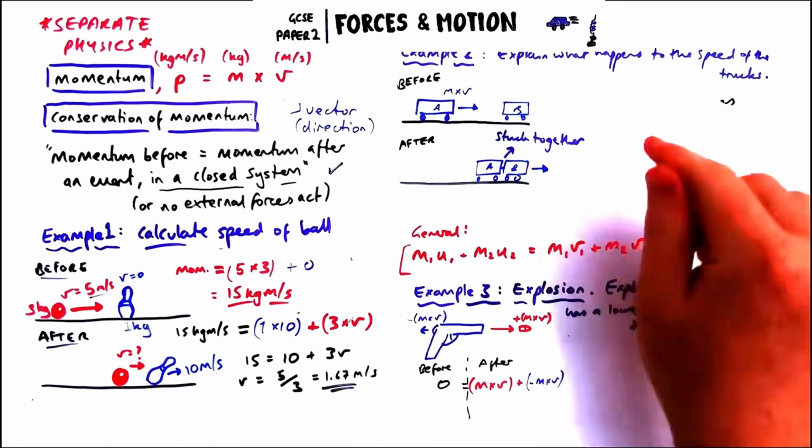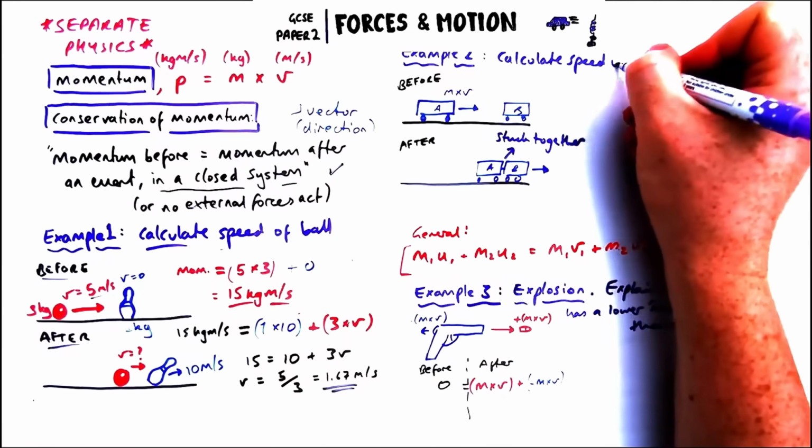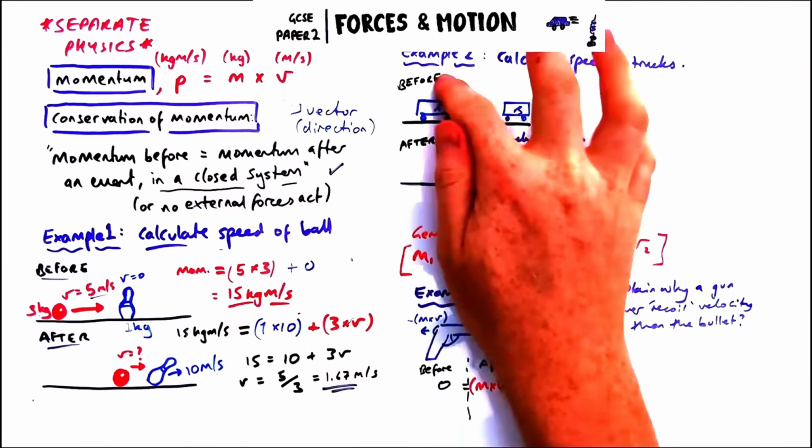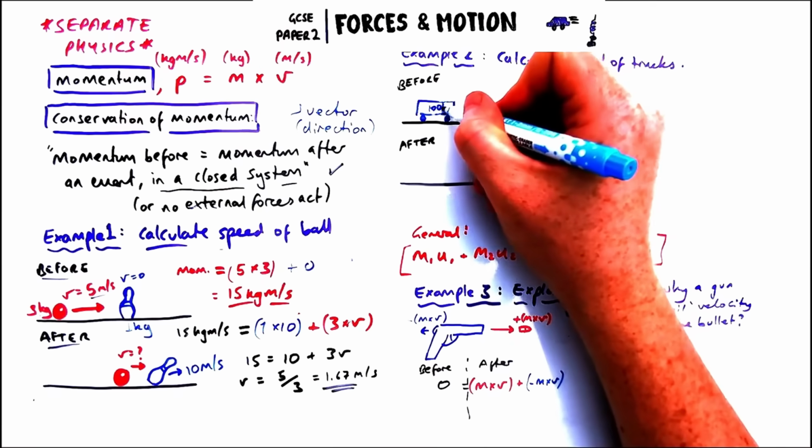And this makes sense because we know the velocity of the ball must go down, but it's still going to be heading in the same direction. So it was 5, now it's 1.67. Let's have a look at example 2, which is calculating the speed of these trucks. So we're going to assign some numbers to them.